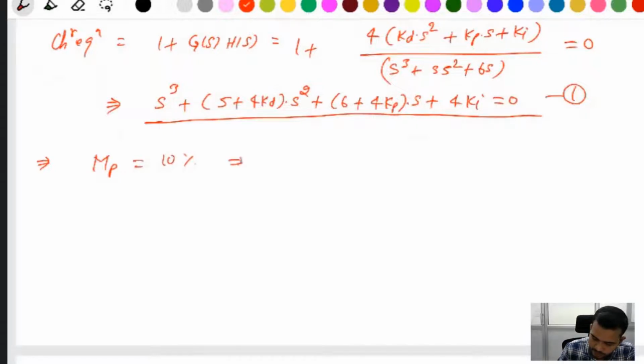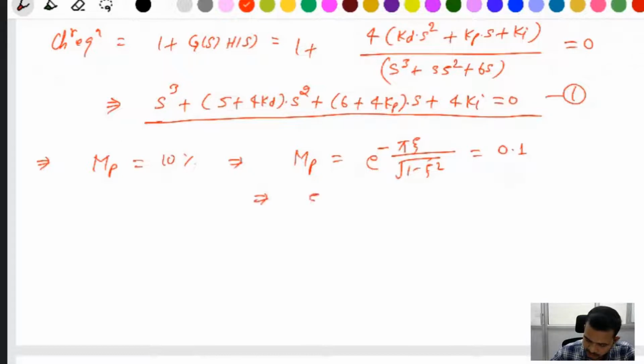They are given a maximum overshoot MP equal to 10%. We know about MP, maximum overshoot equal to e to the power minus pi zeta by under root 1 minus zeta square. If you solve for MP as 0.1, solve for the zeta here, then we find zeta that is 0.591.